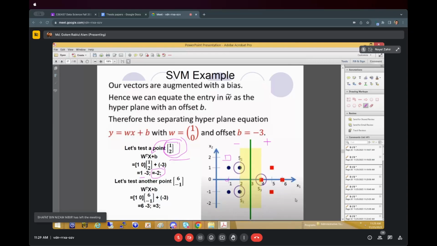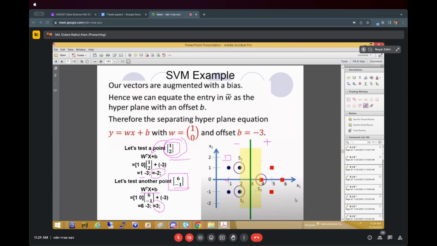So that's why we assume that S1 and S2 are from the negative class. Here this is the negative side. This point is on the negative side, which means it is true that this is the negative class. And another point is (6, -1). If we put the value here, then we will get 3, so it means that this is a positive class.